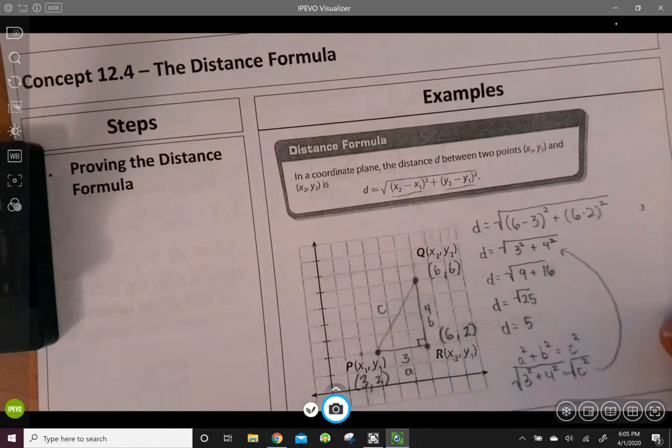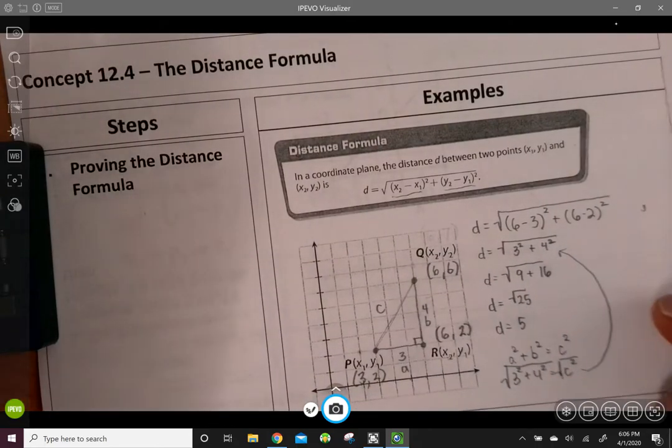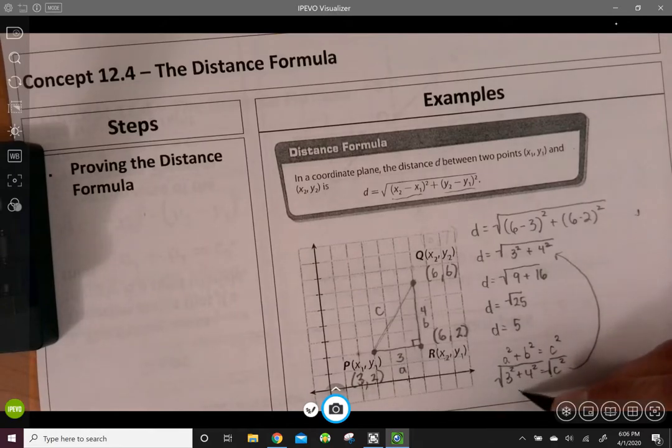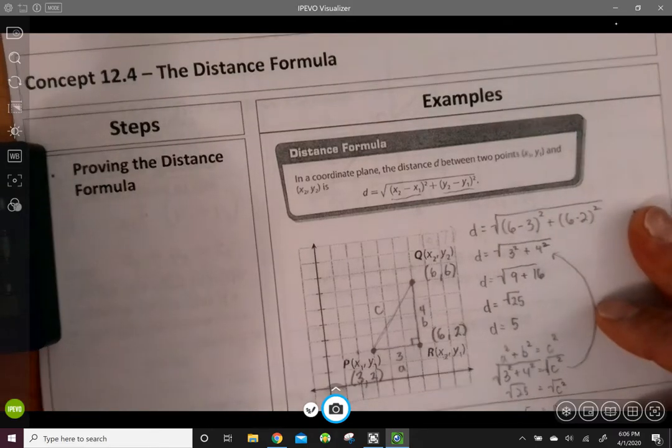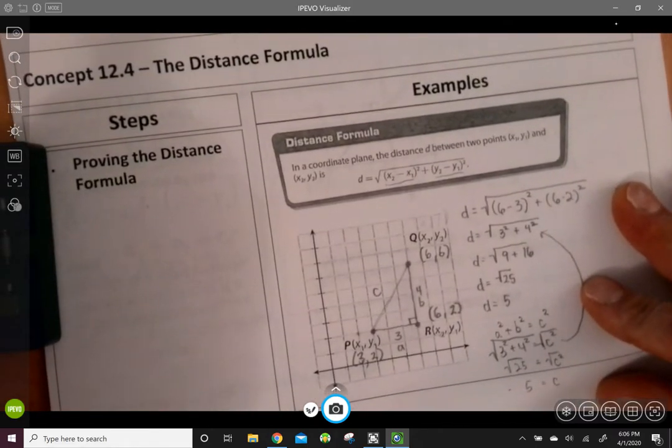I'm going to move on to the next page, because this is the same thing. The square root of 25 is equal to the square root of C squared, and so 5 is equal to C. So the distance between those 2 points is 5.